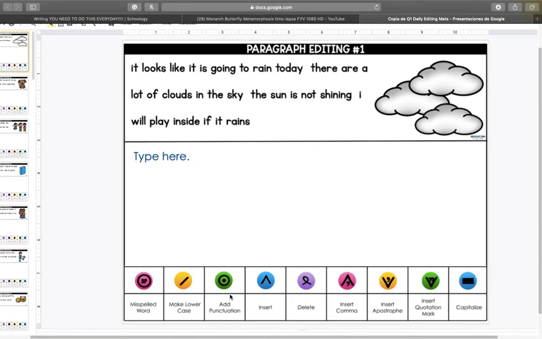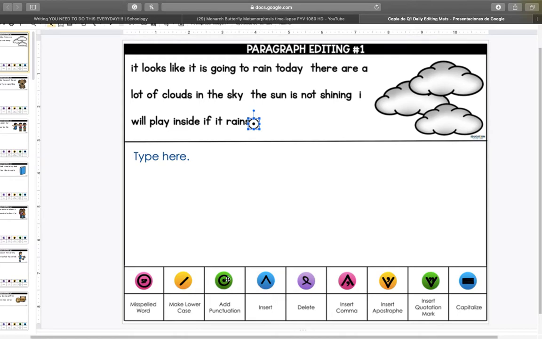Then we have add a punctuation, add a period. So we know that it needs to be at the end of the sentence, so I do need to add one right there, so I need to put a period right there. So that shows that when I rewrite it, I need to write a period. Okay, so I'm just gonna leave it because we do need it.